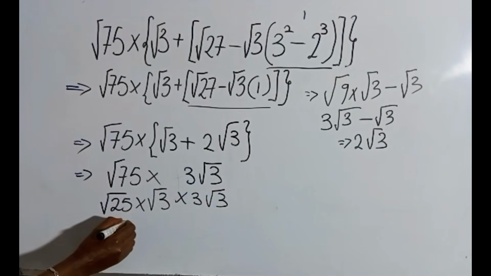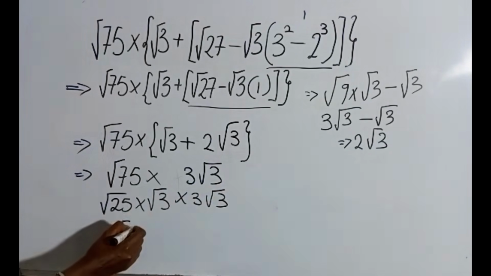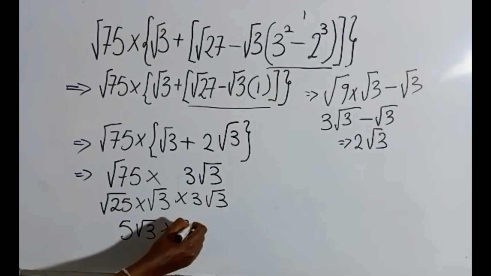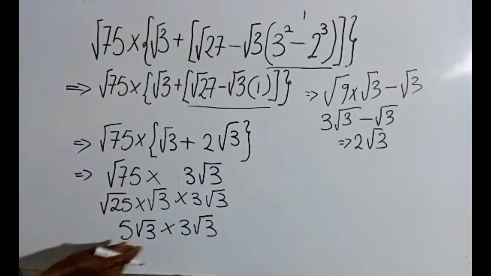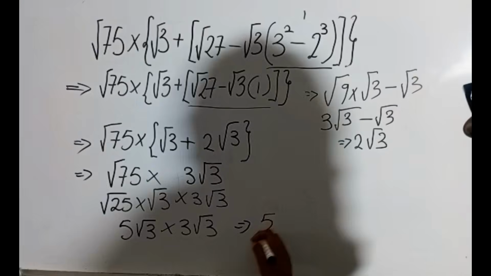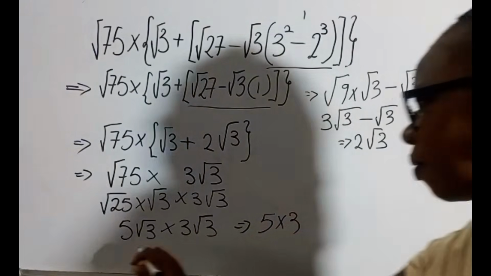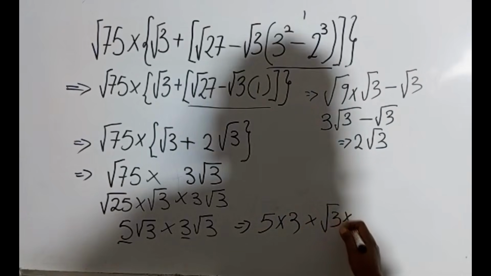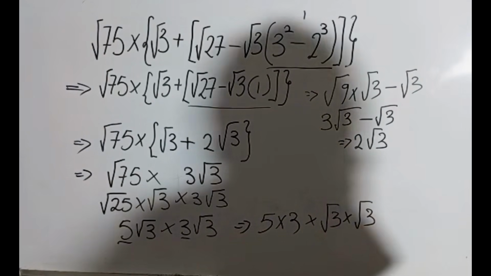Root 25 is 5 times root 3 times 3 root 3. We can collect the like terms. We have 5 times 3 times root 3 times root 3.